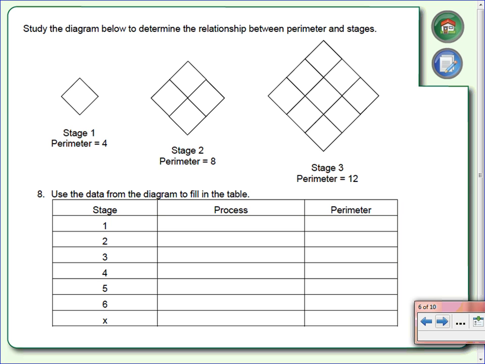First of all, what is perimeter? Does anybody know what perimeter means? The outside. Yeah, it's the outside. What do you do with those outside? You add them together, outside.